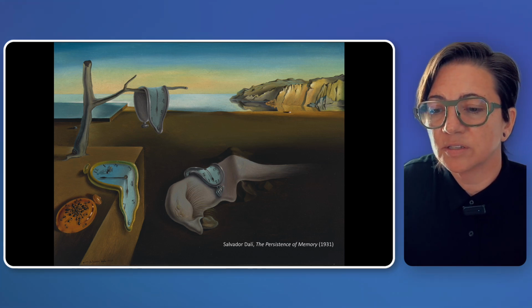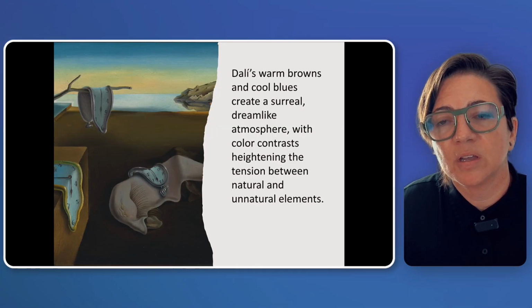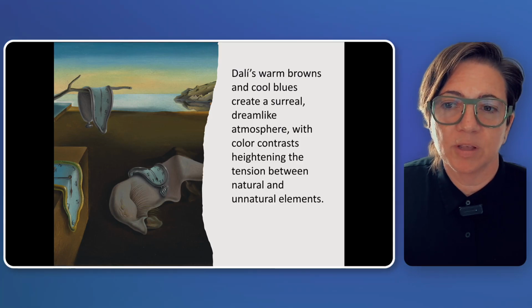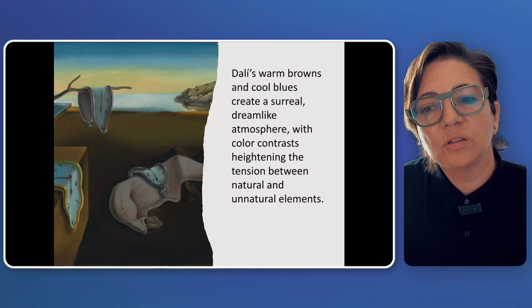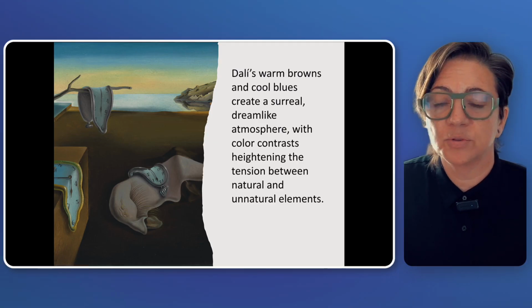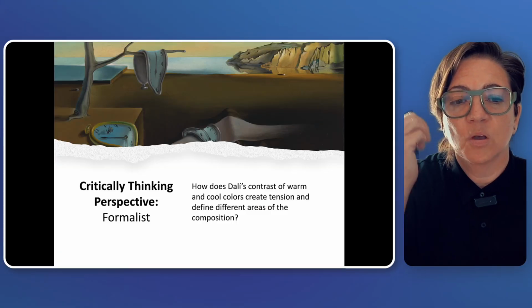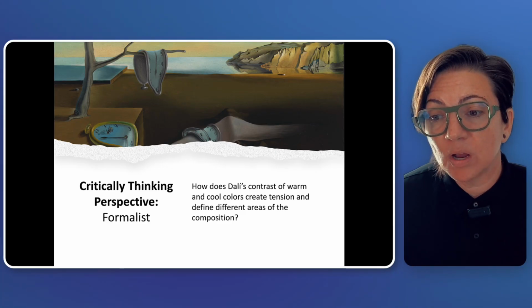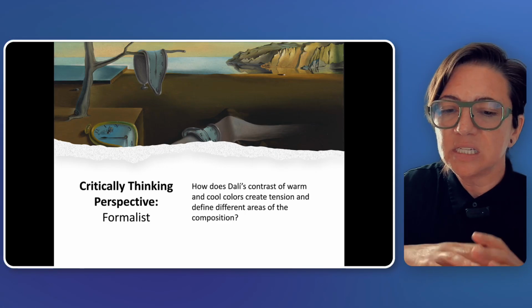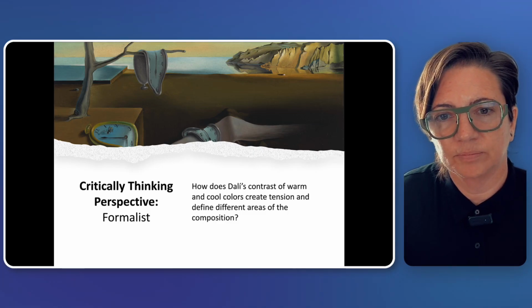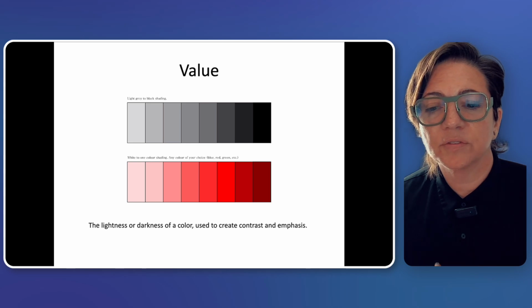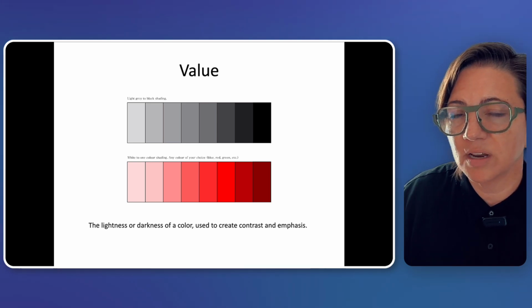Color. Color is the element produced by light reflecting off objects, consisting of hue, value, and intensity. Salvador Dali's The Persistence of Memory, 1931. Dali's warm browns and cool blues create a surreal, dreamlike atmosphere, with color contrast heightening the tension between natural and unnatural elements. So how does Dali's contrast of warm and cool colors create tension and define different areas of the composition?